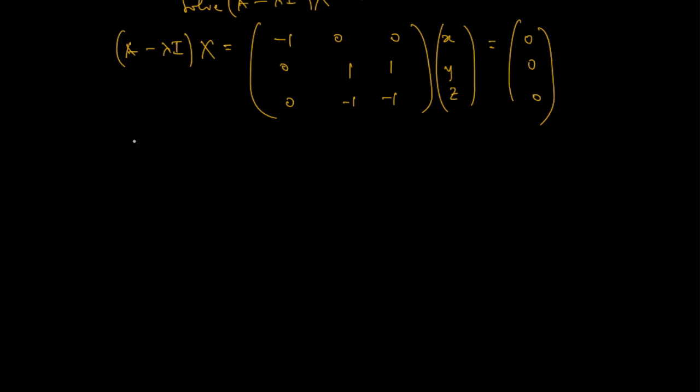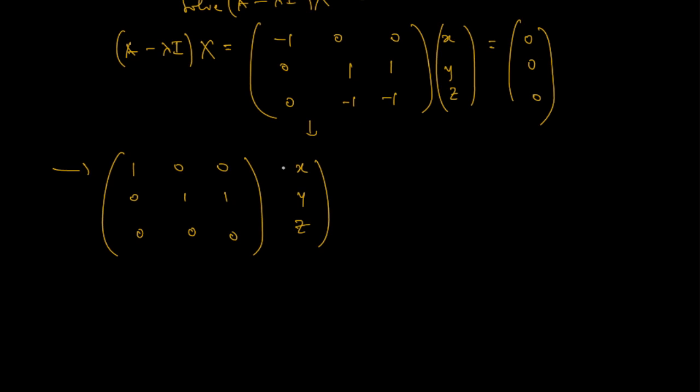The next thing we want to do is row reduce this matrix. On row reducing this matrix, what we obtain is 1, 0, 0, then 0, 1, 1, then 0, 0, 0, times x, y, z equals 0, 0, 0. When we write this in equation format, we have 1 times x, which is x, and that equals 0. And 1 times y plus 1 times z, that's y plus z equals 0.